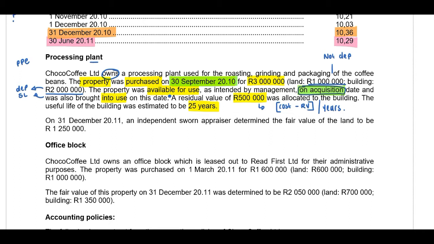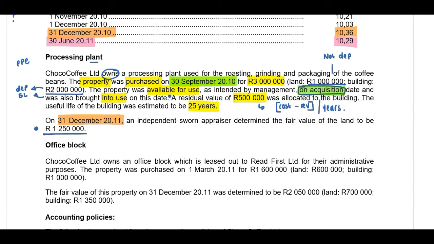Next sentence. On 31 December 2011, look at this, guys. 31 December 2011, an independent sworn appraiser determined the fair value of the land to be 1,250,000.